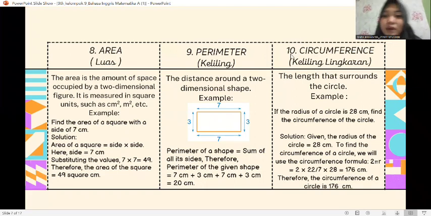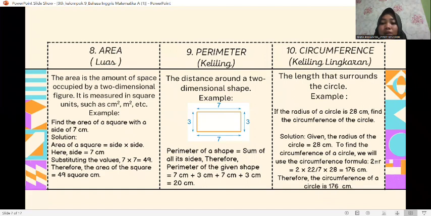The last vocabulary is circumference: the length that surrounds the circle. Example: if the radius of the circle is 28 centimeters, find the circumference of the circle. Solution is given.